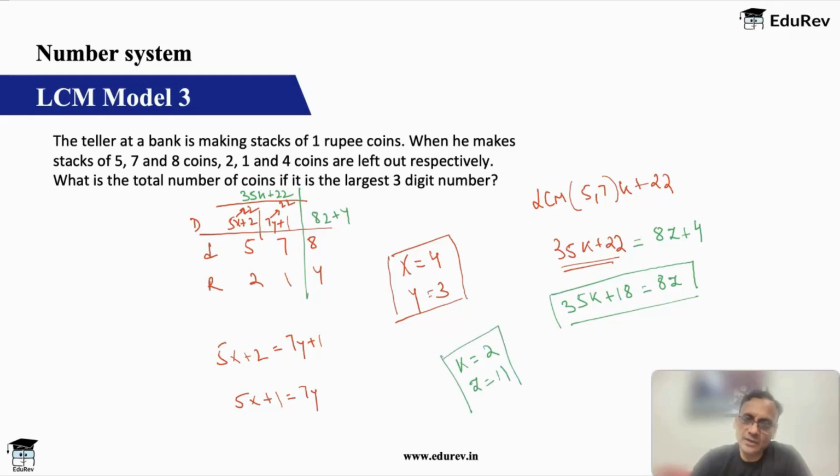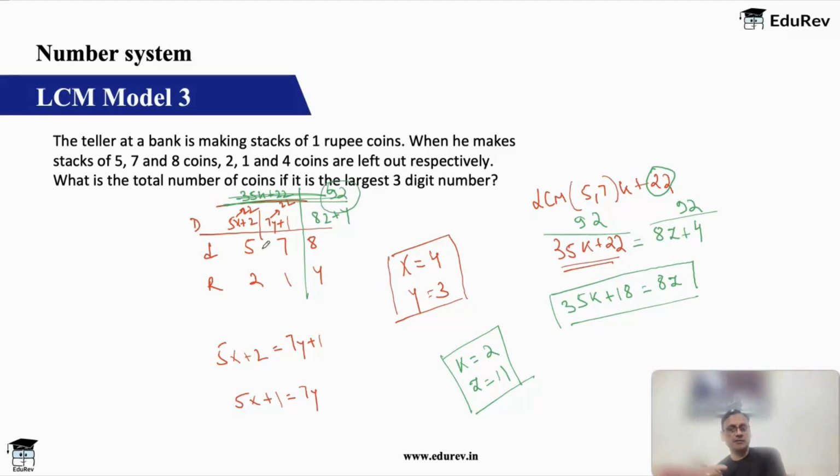Okay. Again, we can put k as 2 or z as 11. Same thing. If you put k as 2, you will get 35 into 2, 70. 70 plus 22, 92. If you put z as 11, you will get 8 into 11, 88 plus 4, 92. Now 92 becomes the smallest number which satisfies all three cases. Earlier we had got 22, right? But 22 was a number which satisfied first and second. Now 92 is the number which satisfies all three cases, and let's check that.